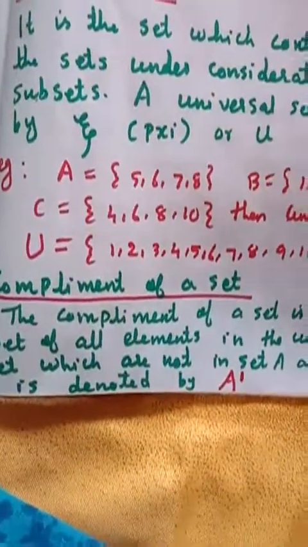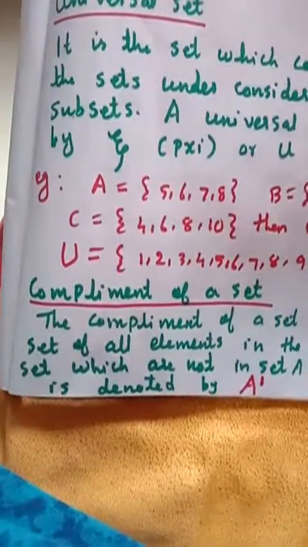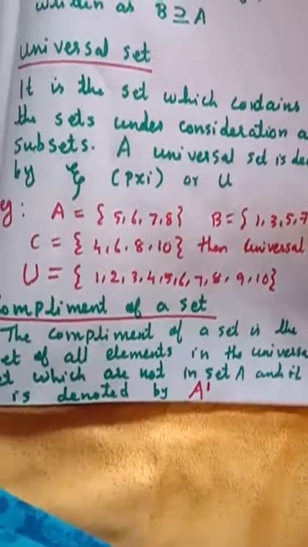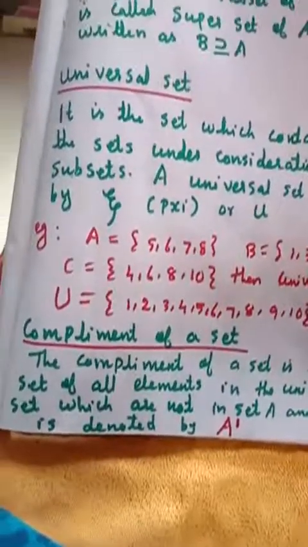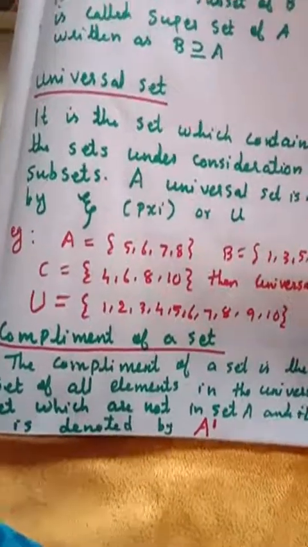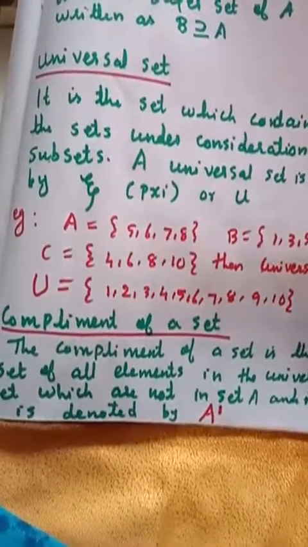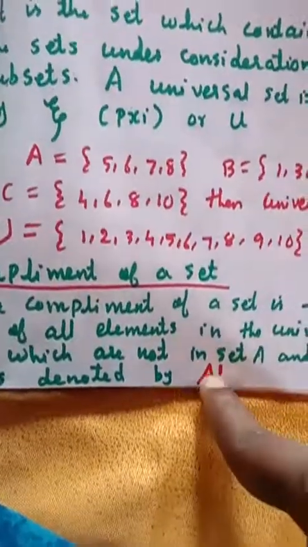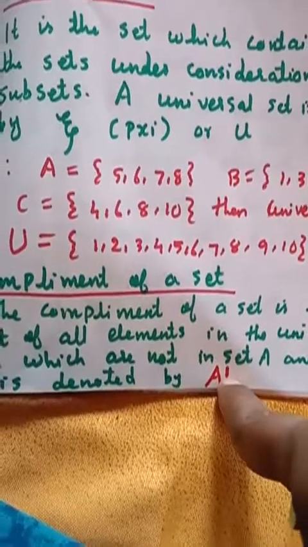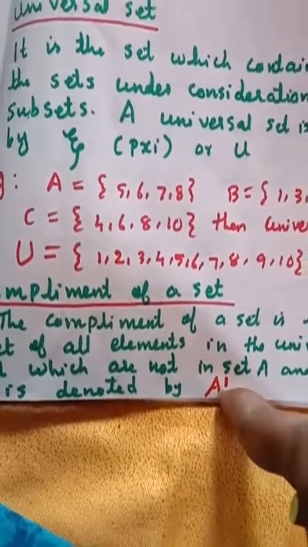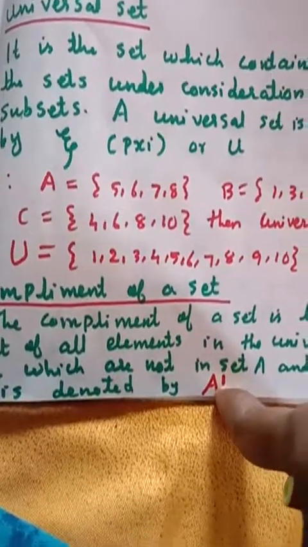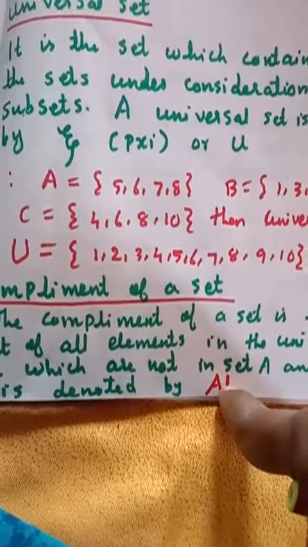Complement of a set means the set of all elements in the universal set which are not in set A. This is called a complement set. Complement set means all the sets under consideration, that is all in the universal set but not in A. That is A complement or A dash. Clear? A complement or A dash means not in A.